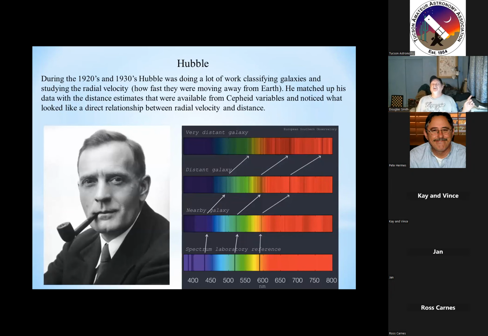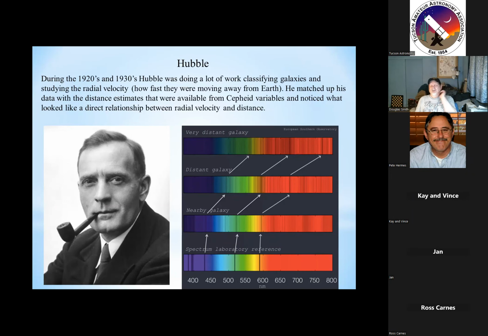We'll take a step backward in time now. During the 1920s and the 1930s, Edwin Hubble did a lot of work classifying galaxies, and he studied their radial velocity, basically how fast they were moving away from the Earth. He matched up his data with the distance estimates that were available from Cepheid variables, and he was able to notice what appeared to be a relationship between radial velocity and distance.